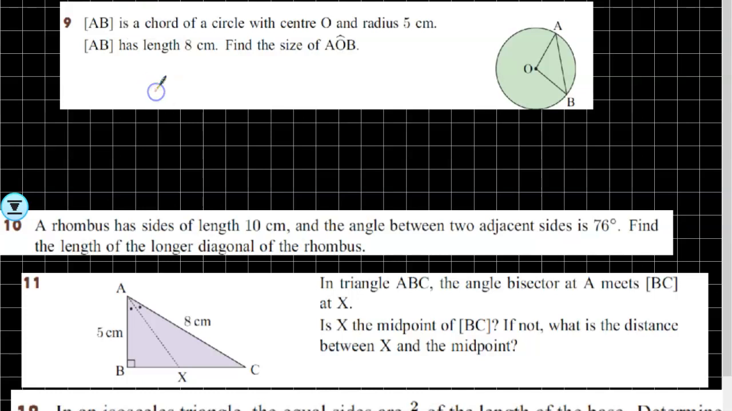So first off, AB is a chord of a circle. That's nothing to be worried about. A chord is just from one point to another on a circle. The most special chord is the diameter. It goes through the center. All right, so it's got a radius of 5, so I can put 5 here and I can put 5 here because they've got to be the same.